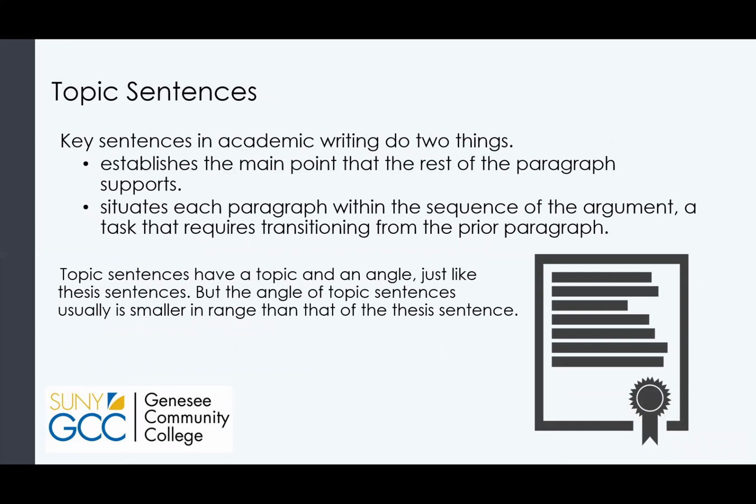Topic sentences. These are key sentences in academic writing, and they do two things. They establish the main point that the rest of the paragraph supports, and they situate each paragraph within the sequence of the argument, a task that requires transitioning from the prior paragraph. Topic sentences have a topic and an angle, just like a thesis sentence. But the angle of topic sentences usually is smaller in range than that of the thesis sentence. You can usually find the main point of each of your main topic sentences within your thesis.